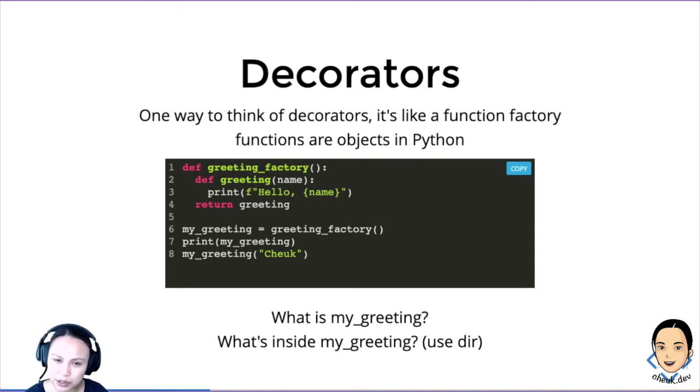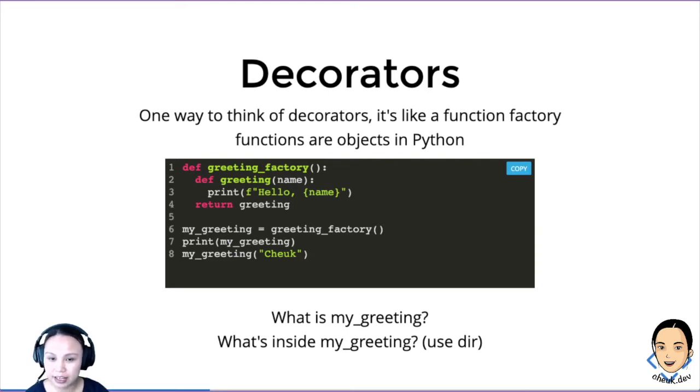So let's look at the code. We have this greeting factory. Inside, I create a function called greetings, and I return greetings. A function in Python is an object. I think I've mentioned a couple of times that everything in Python is an object, so even a function is an object. You can return it, and then you can assign it to a variable here. So greeting factory will return a function, and a function you can assign to other things.